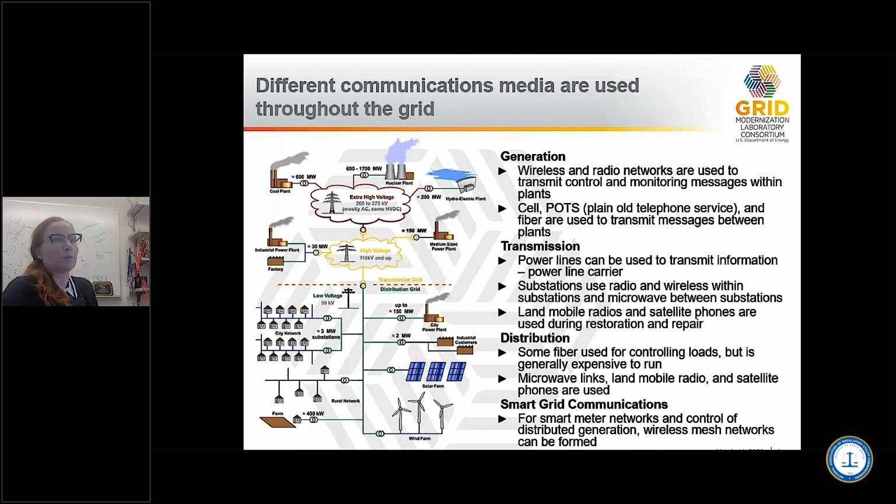Also, there are things that, again, mobile radio and satellite phones used for field crew. And then we get down to the smart grid communications, which is primarily looking at the smart meter networks, how we're controlling the distributed generators, and also there's a degree of wireless mesh networks. Pretty varied from the very high levels down to the customer level. In general, there's a bit of a gap between the distribution substation and the customer smart grid communications. We don't tend to have very much communication built in already between those two points.